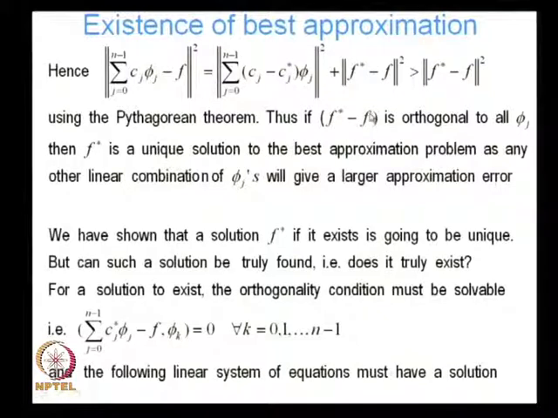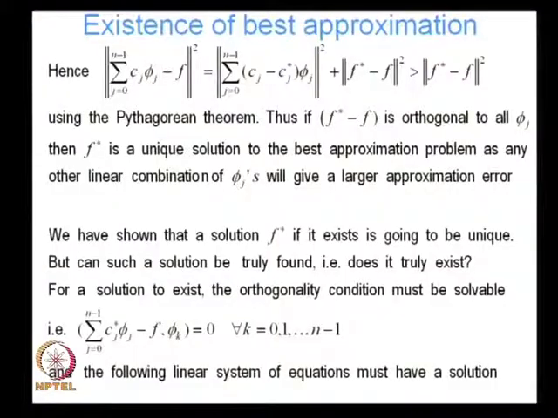Thus, if f star minus f is orthogonal to phi j, which was the condition we started with, then f star is a unique solution to the best approximation problem, as any other linear combination of phi j's will give a larger approximation error, right. Any other linear combination is going to give me a larger approximation error. So, we have shown that a solution f star, if it exists, is going to be unique. The coefficients which define f star are unique, right.